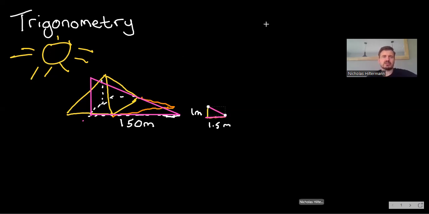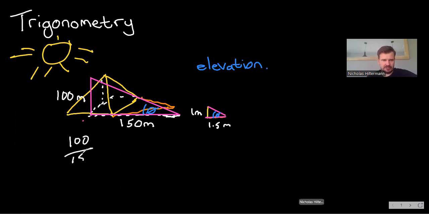And why is it similar? Because the angle that's cast by the sun is the same. So the angle of elevation. So that's something we need to know. Angle of elevation. Okay, so these similar triangles help us to know then that if this is 1.5 to 150, then this height here would be in the same ratio. And so we just know intuitively that it would be 100 meters, because 100 over 150 is equal to 1 over 1.5.